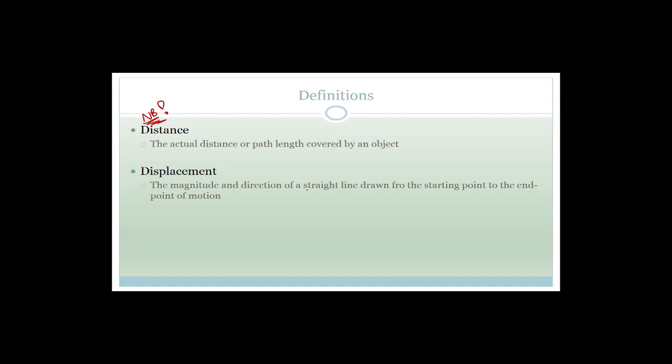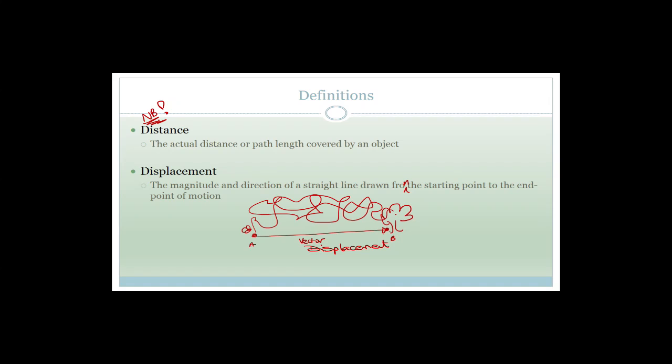Displacement is the magnitude and direction of a straight line drawn from the starting point to the end point of motion. Remember how I drew this and said, let's pretend that this is a tree, and this is a butterfly flying to the tree, from point A to point B. The straight line that goes from point A to B is the vector. It is the displacement. It is telling me the exact distance that the butterfly flew from point A to point B. The fact is, if you've ever watched a butterfly fly, it doesn't fly like that. It flies like this, all over the place, and then back there. So you can see that the distance, which is the actual path length, is usually a lot longer than the displacement.